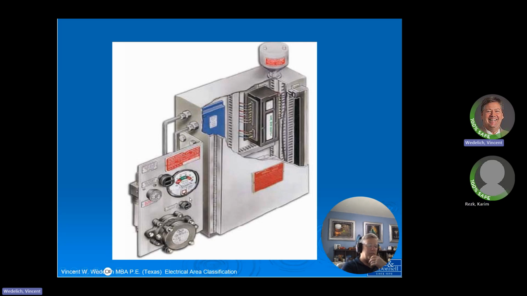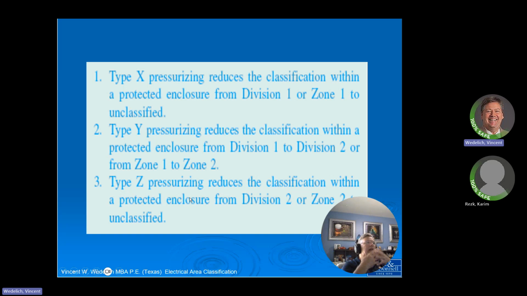That's where this pressurization system comes in. If it's an X pressurization system, that would reduce or protect the enclosure in a Div 1 or Zone 1 unclassified area. So that means you can put a general purpose panel with an X purge system in a Div 1 or Zone 1 location.